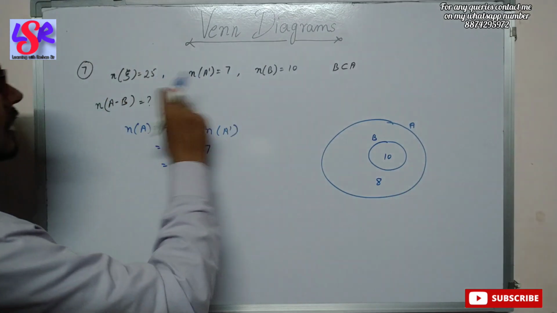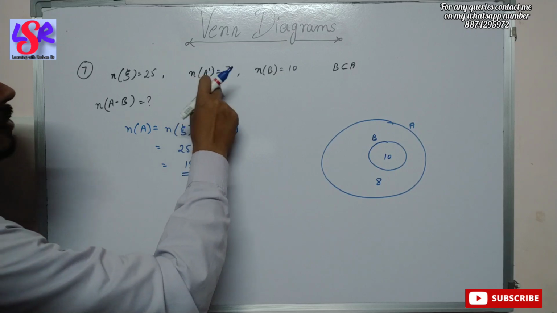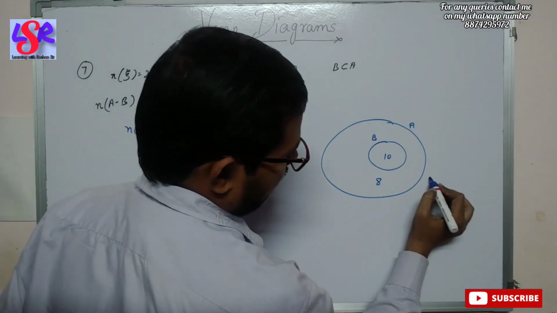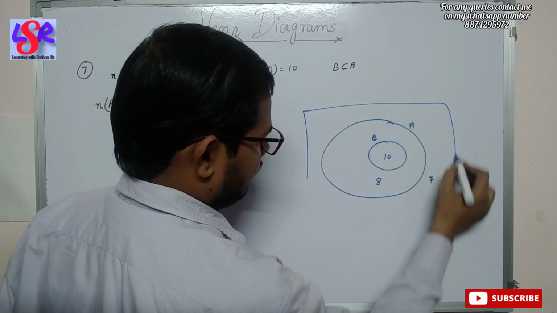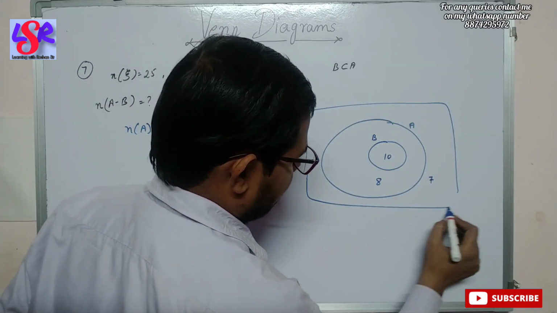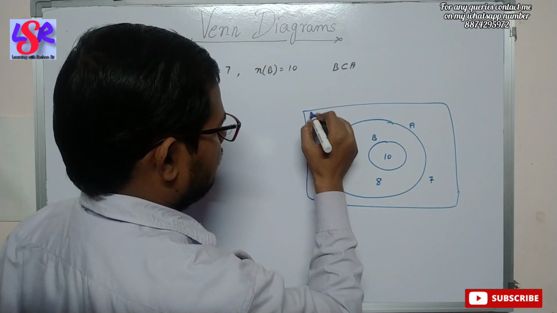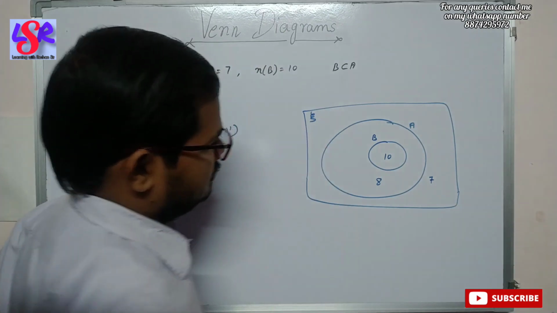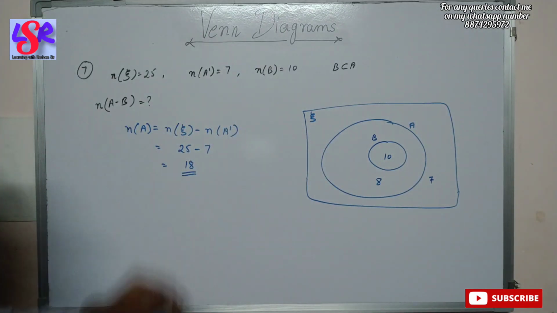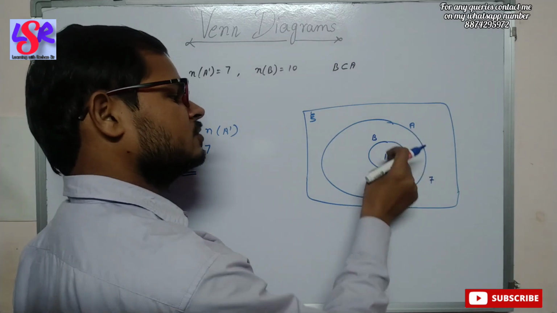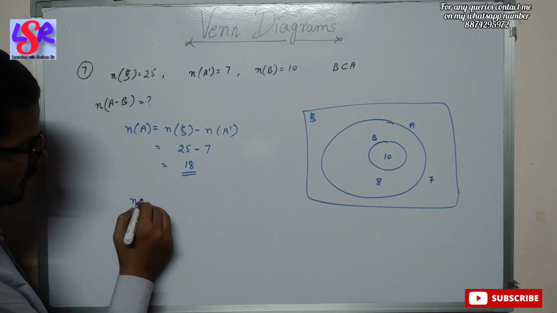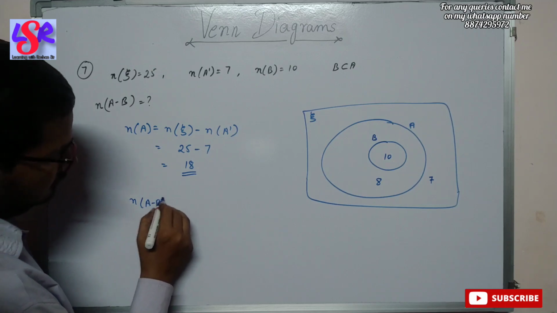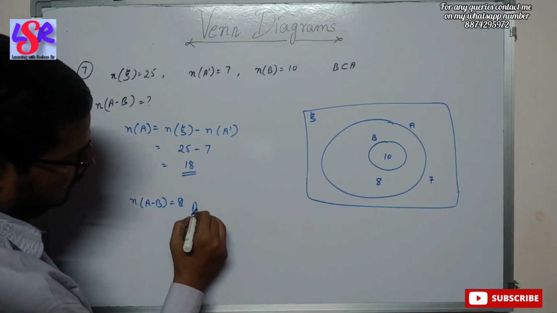And it has been given that A complement is 7, यानी A के बाहर 7 है. So in the universal set, it is going to have 25 terms by adding all of the 3. So here we have the universal set. Now we have to find A minus B, यानी कि A के वो terms जो B में present नहीं है. So we are having only 8. So n A minus B equals to 8 as answer.